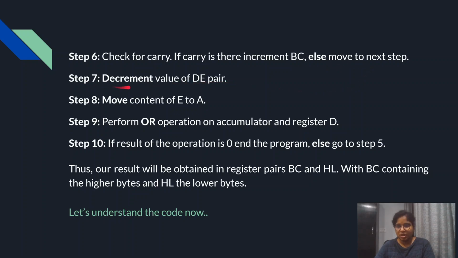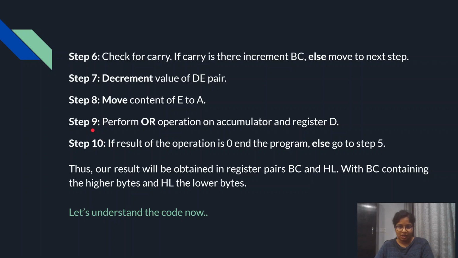Step 7 is to decrement the value of the DE pair. Remember that the DE pair is initially carrying the value of the second number. And what we are doing is repeatedly adding the first number as many times as the second number. So we need to know when to stop. The program will stop when the value of the DE pair goes to 0. And how will we know when the value of the DE pair goes to 0? Let's see further.